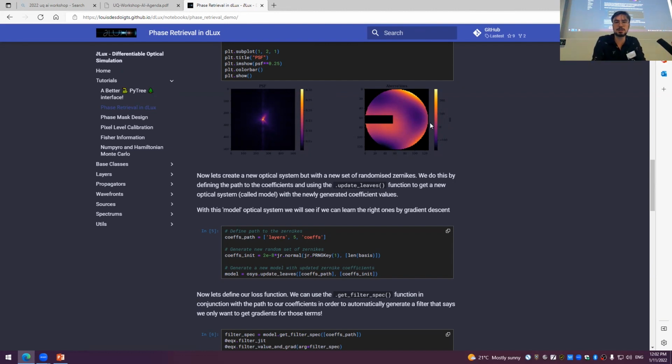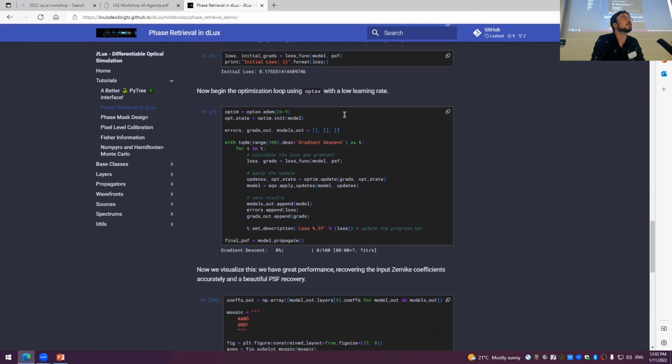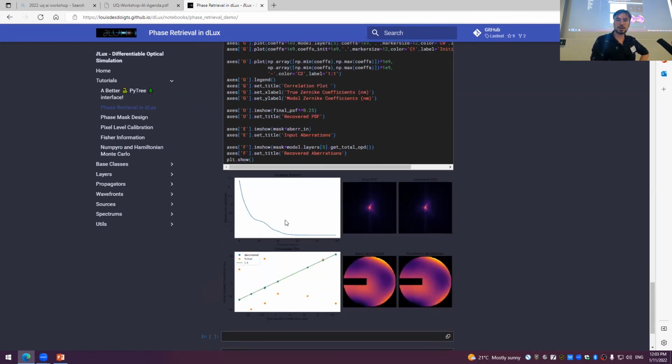So we've got simulation, got some aberrations on there. And we do exactly what you would do in machine learning. We use Optax, which is a JAX optimization framework, to do Adam, which everyone probably knows. We do Adam and we get, bang, loss function goes down, great retrieval of the model.